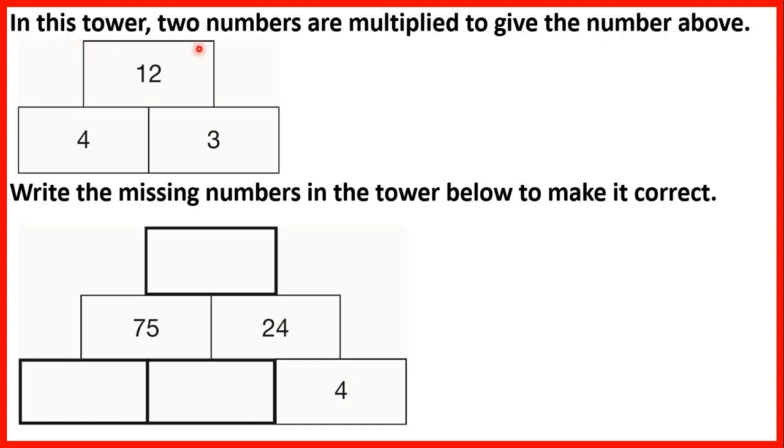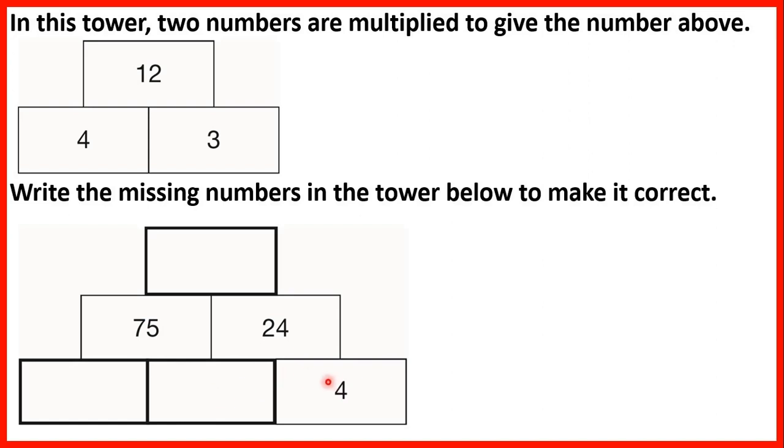In this tower, two numbers are multiplied to give the number above. So they've given us an example, and that makes sense because 4 times 3 is 12. We need to write the missing numbers in the tower below to make it correct. So for example, we have something times something is 75. But there are lots of different factor pairs for 75, so let's look at this box and this box first.